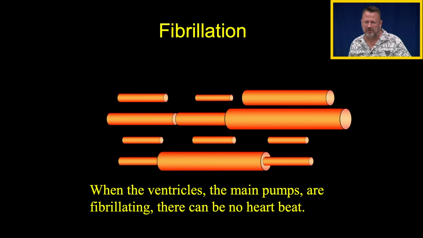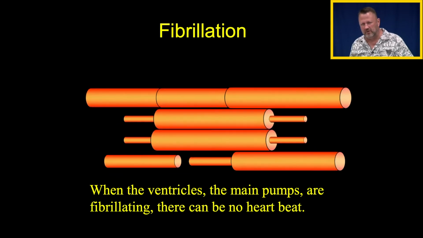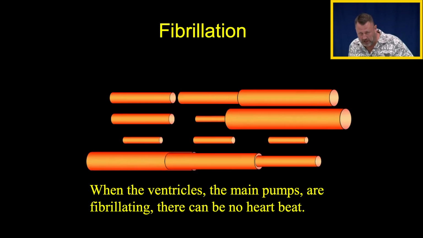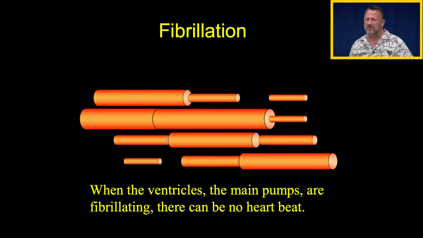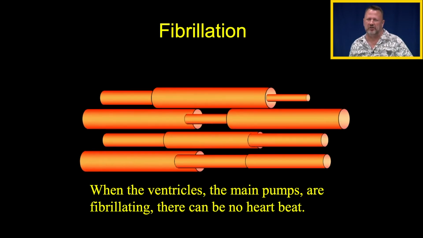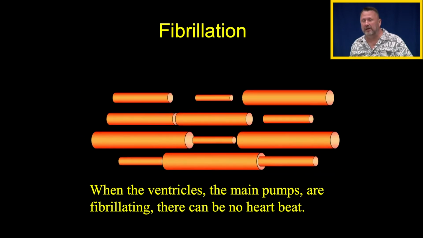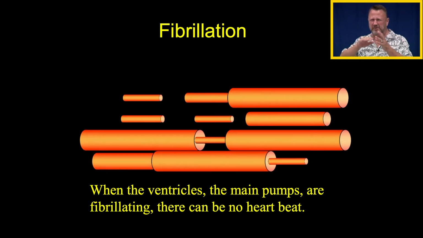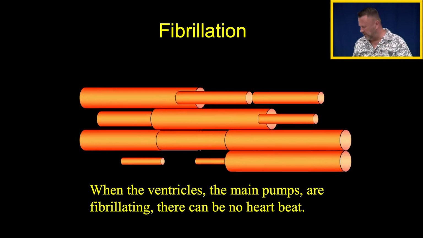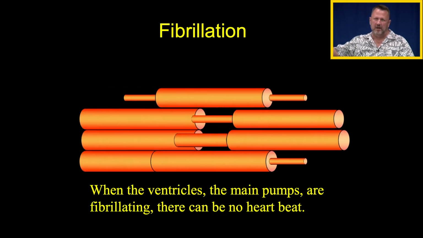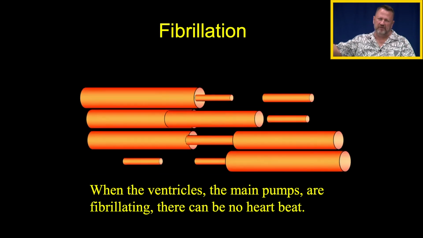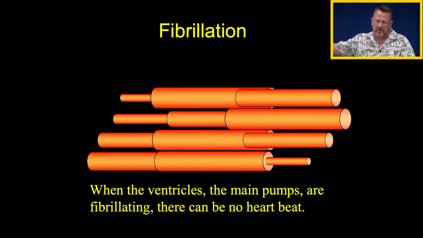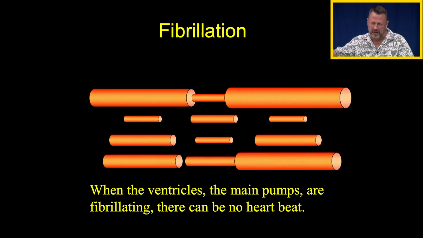Ventricular fibrillation is cardiac arrest. So when the ventricles, the main pump, are fibrillating, there cannot be a heartbeat. And so that's the point of this whole part of the lecture, is ventricular fibrillation is cardiac arrest. And that's why it looks like this when you look on the rhythm strip. It looks like each of the muscles are just doing their own thing. And if you look at the videos of ventricular fibrillation, this is basically what it looks like, except not with PowerPoint tubes.